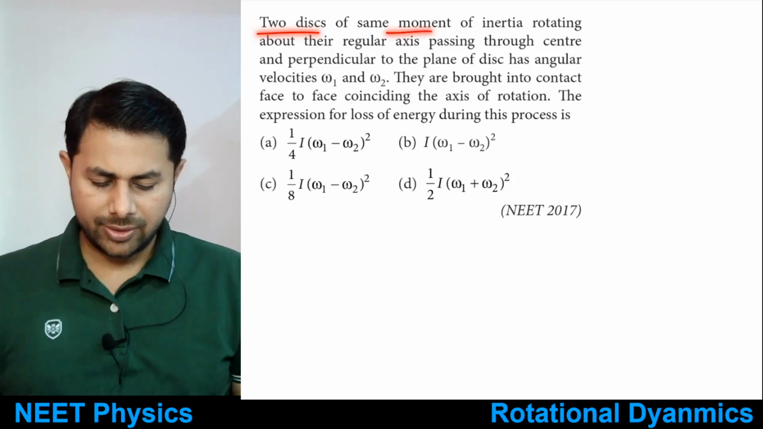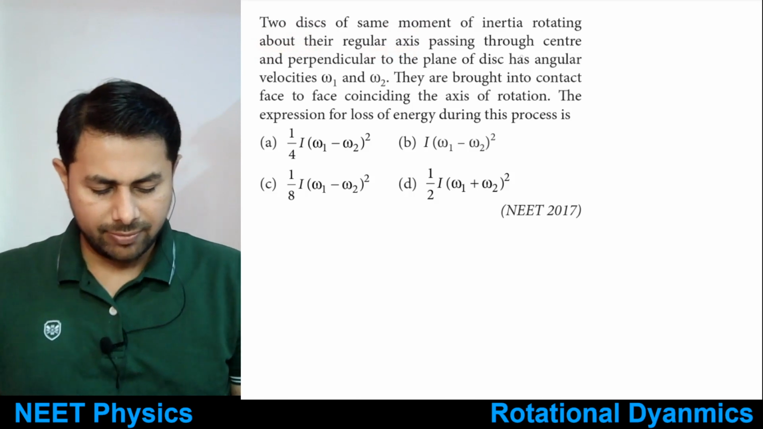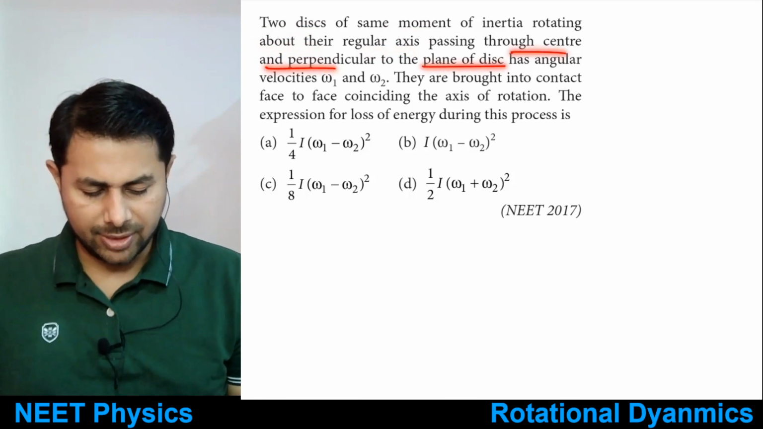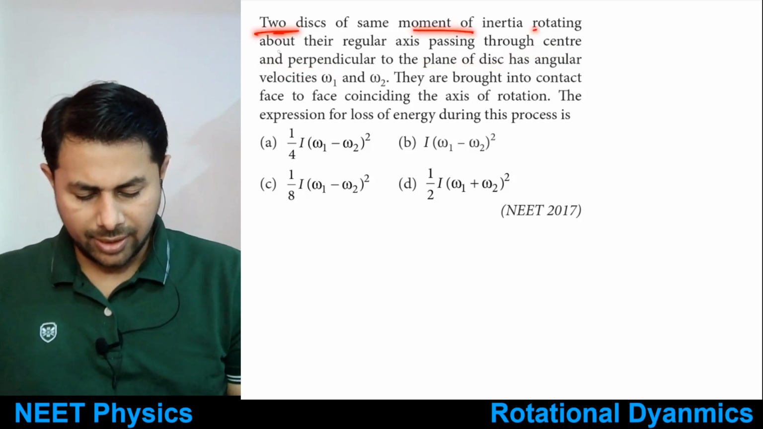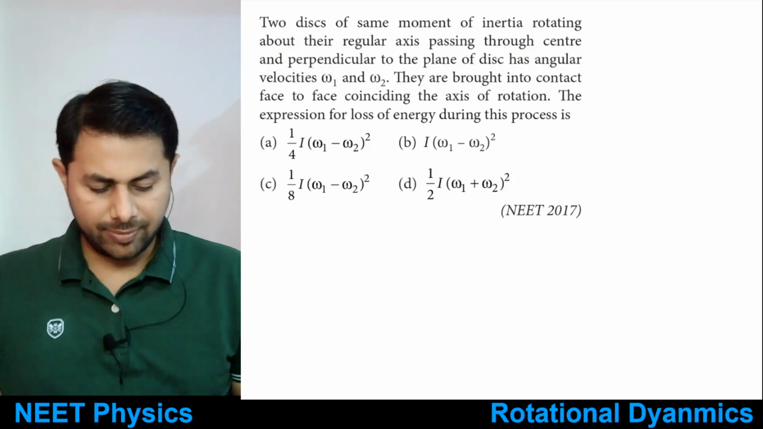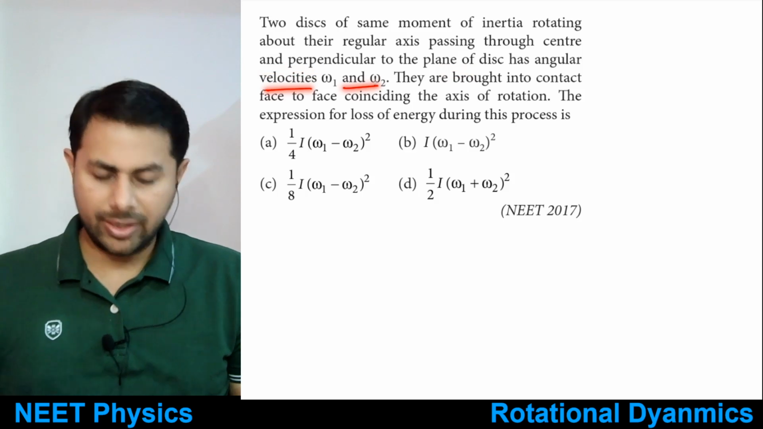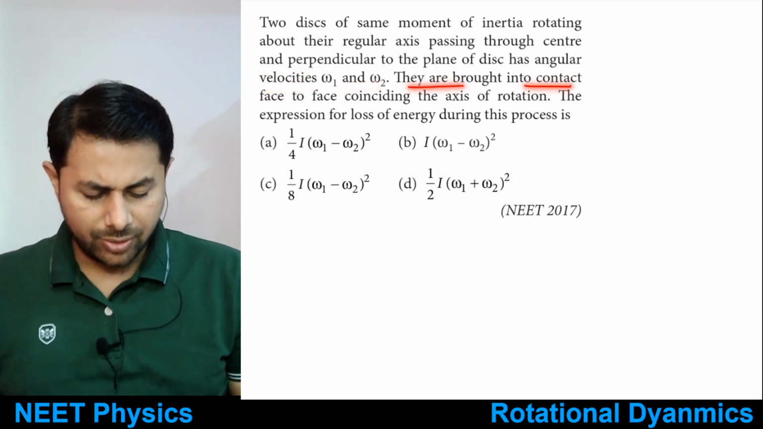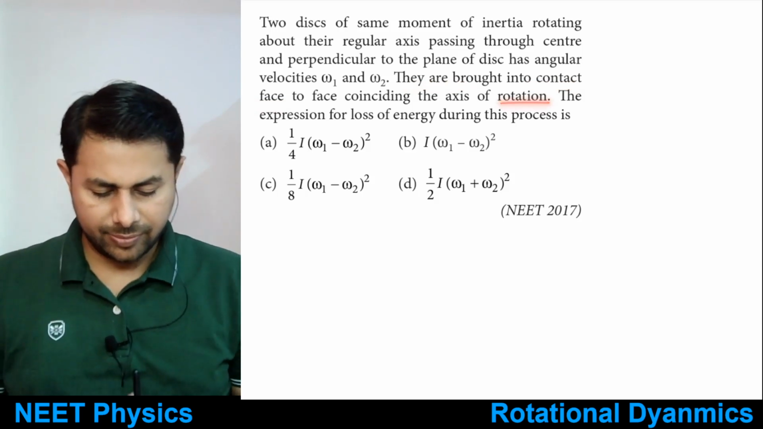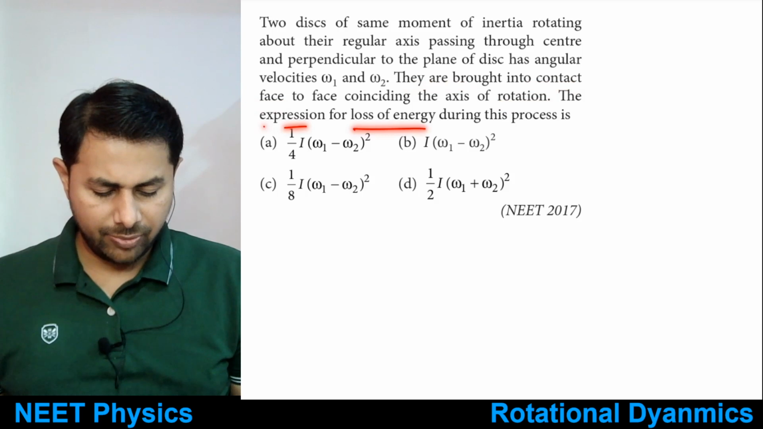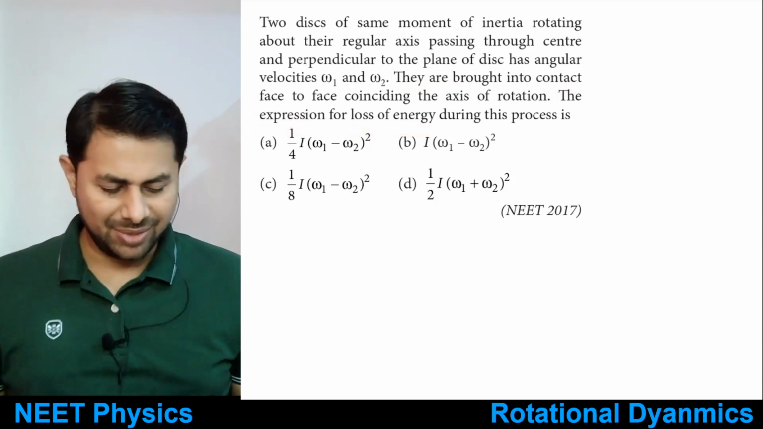Two disks of same moment of inertia rotating about their regular axis, passing through center and perpendicular to plane of the disk, have angular velocities omega 1 and omega 2. They are brought into contact face to face, coinciding the axis of rotation. The expression for loss of energy during the process is, who can tell me what should we do here?